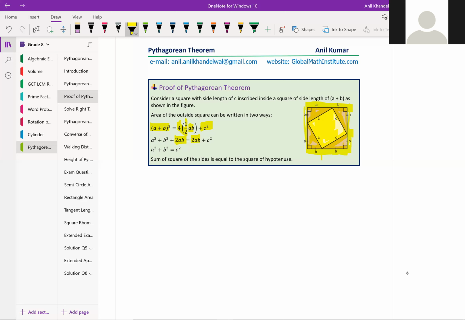Now this 2AB on the left side and 2AB on the right side gets cancelled. So if I cancel this up, what is left? Can you read that? A squared plus B squared is equal to C squared. That is the Pythagorean theorem. Yes.